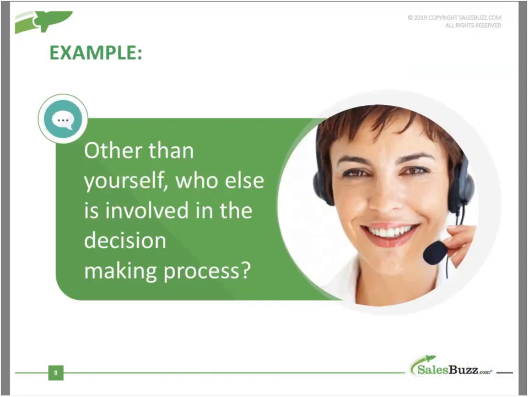Now, the first question, I'm assuming a lot of you are asking something very similar or maybe this exact question, right? It does not have to be this exact question, by the way. Different variations will do, but here's the standard. You ready? Other than yourself, who else is involved in the decision-making process? Now, when you ask a question like that, your prospect can only answer one of 2 ways. They will either say it's their decision, or they will say who else needs to be involved. They'll let you know of the other people that need to be involved.